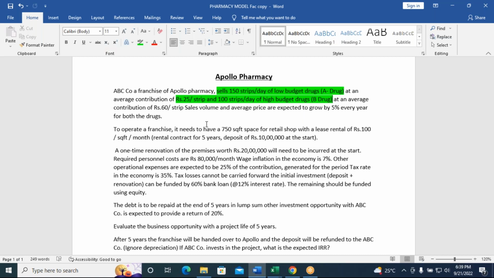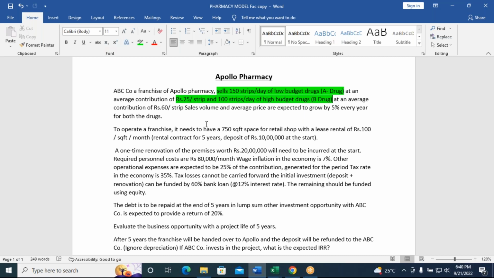To operate a franchisee, it needs to have 750 square feet space for a retail shop with the lease rental of rupees 100 per square feet per month. Rental contract for 5 years. So deposit of 10 lakh at the start, means to start up this retail shop, they need an initial investment of 10 lakh rupees. And the rental contract they have put for 5 years. A one-time renovation for the premises worth rupees 20 lakh will need to be incurred at the start.